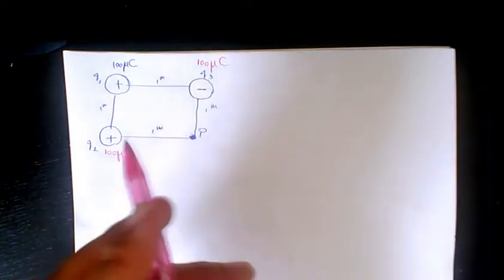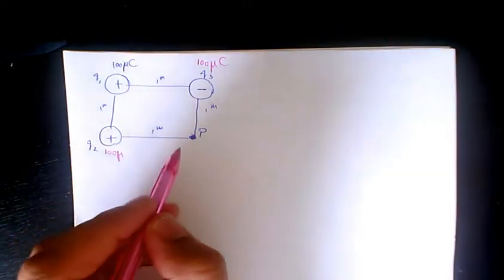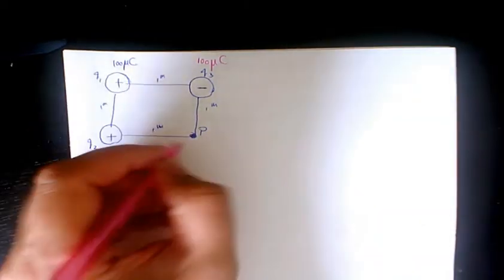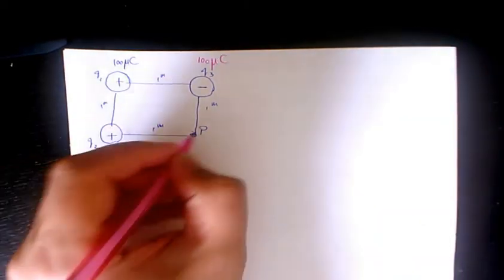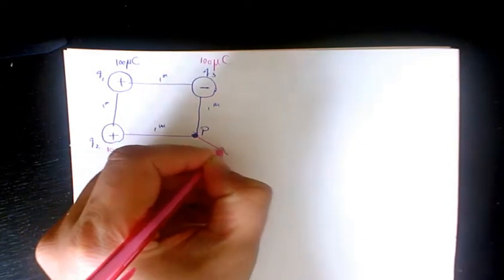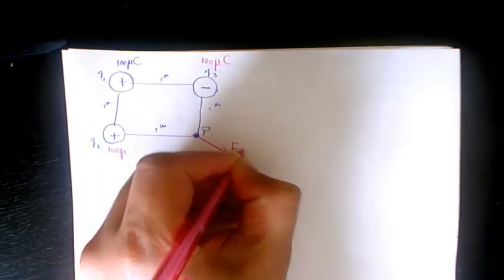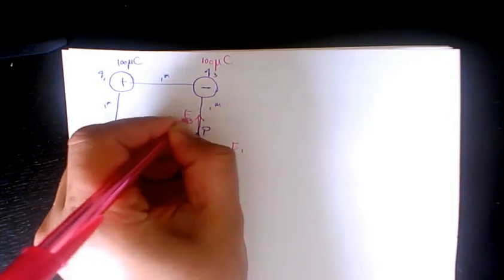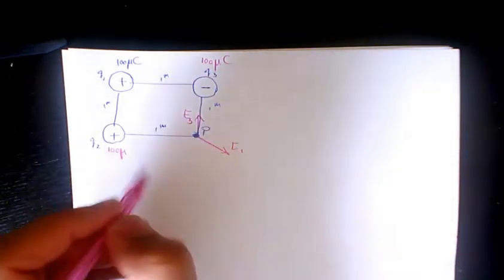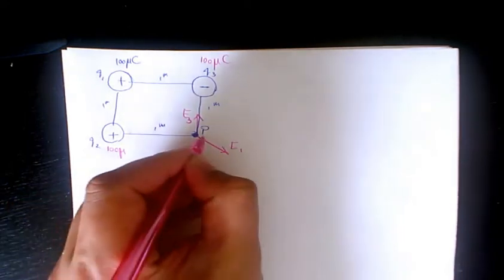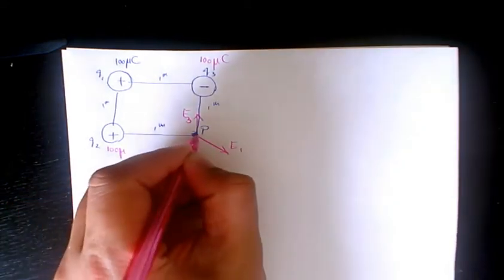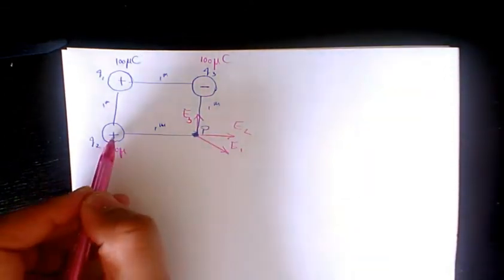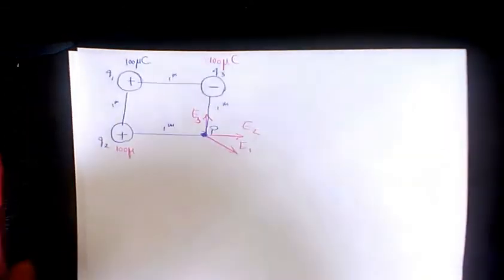So let's find out. If we assume that we have the point P here, we're going to have E1 like this. We're going to have E3 like this because it's negative, so it's going to go toward that one. And we have E2 like this because this one is positive, so it's going to be this way.